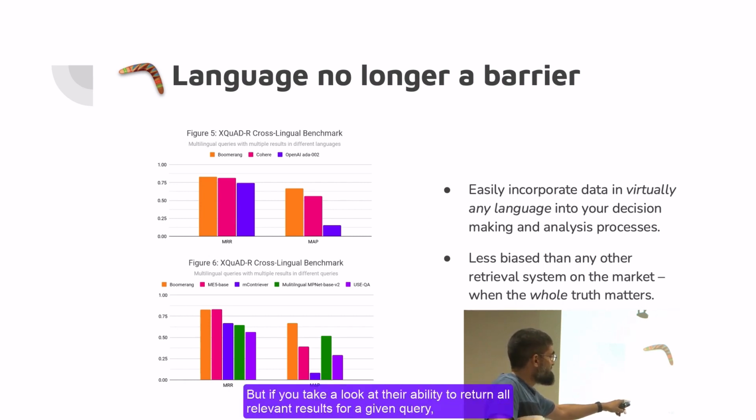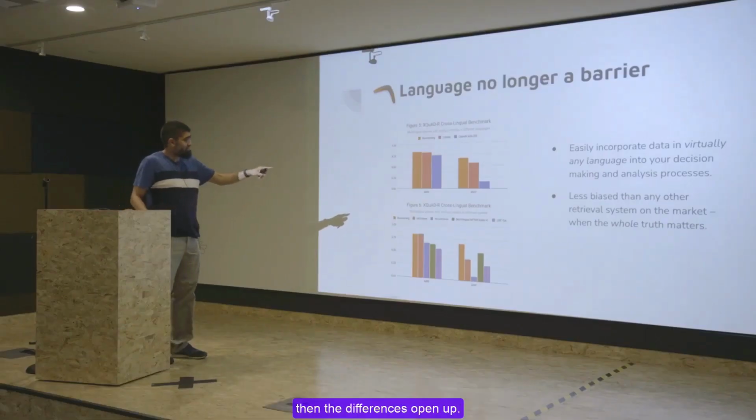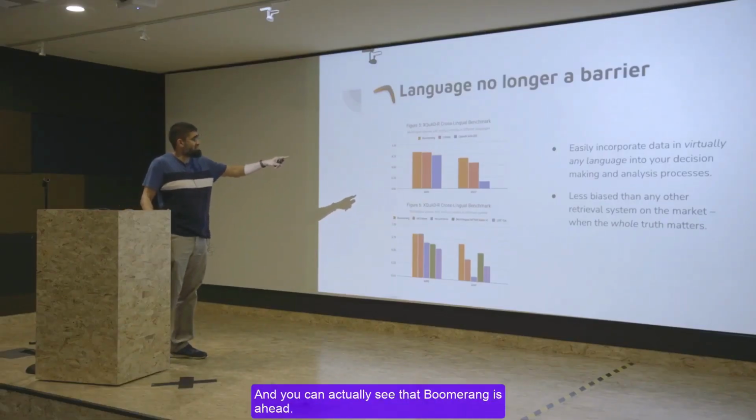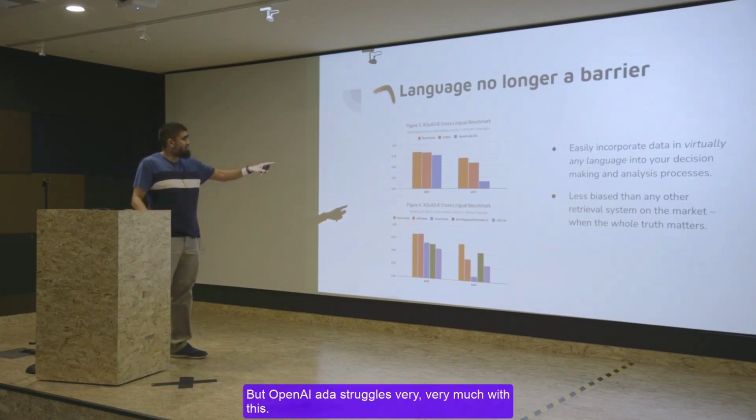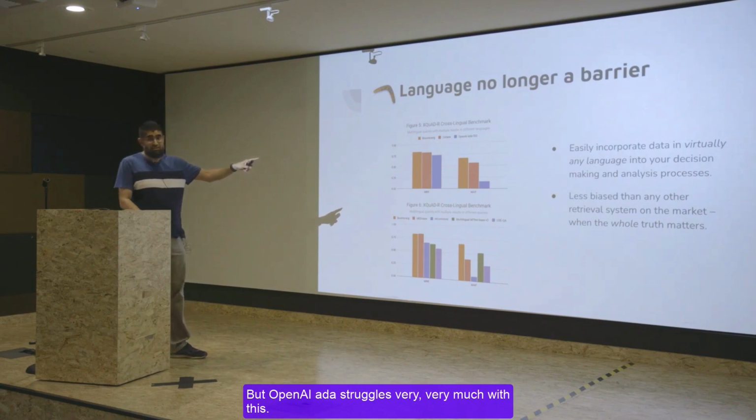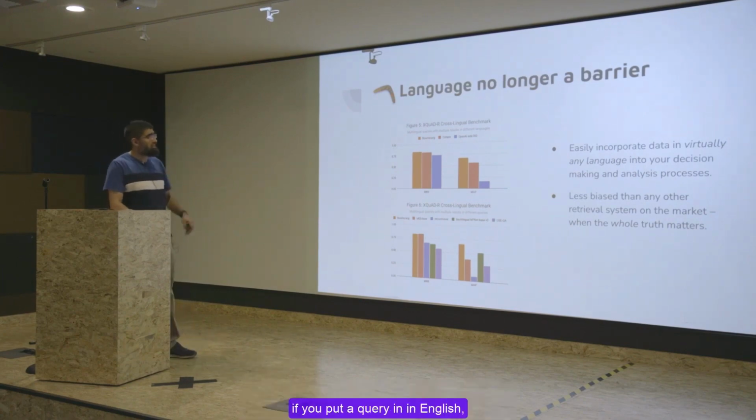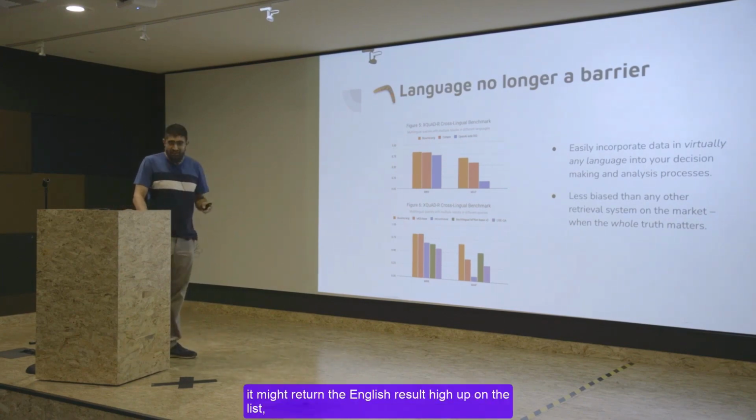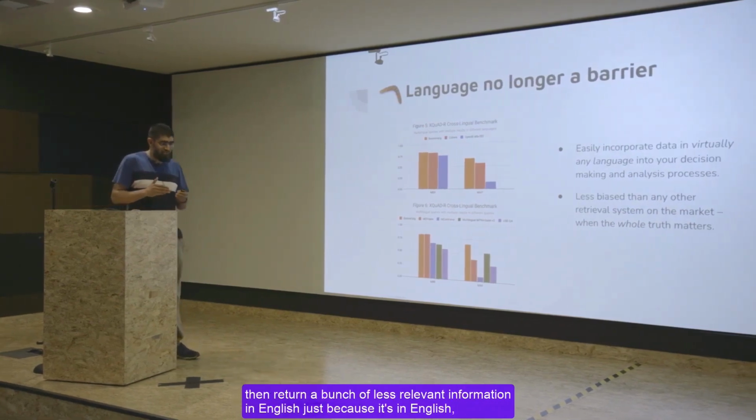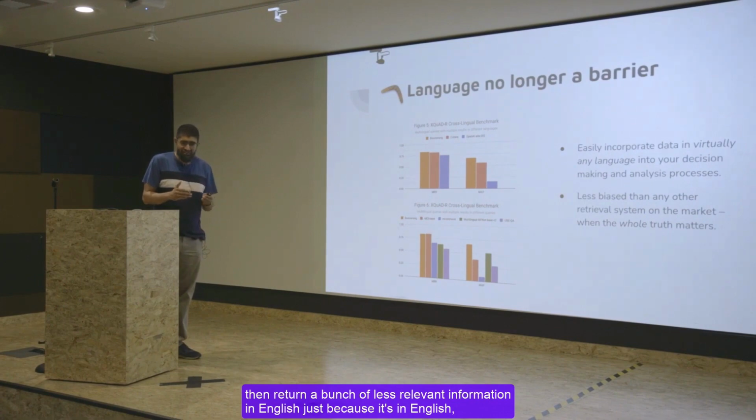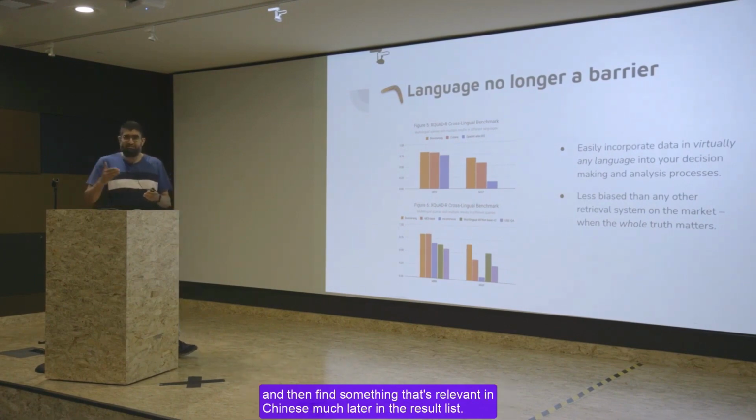But if you take a look at their ability to return all relevant results for a given query, then the differences open up. And you can actually see that Boomerang is ahead. Cohere is actually not very far behind. Their model is good. But OpenAI Ada struggles very, very much with this. So for example, if you put a query in English, it might return the English result high up on the list, then return a bunch of less relevant information in English just because it's in English, and then find something that's relevant in Chinese much later in the result list.